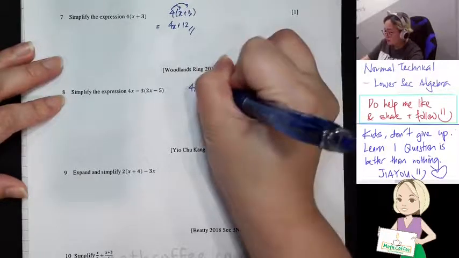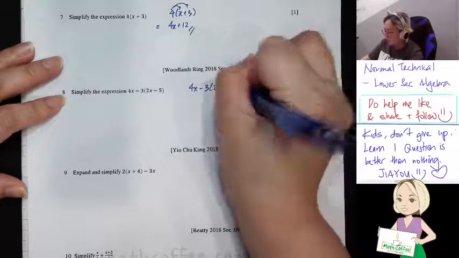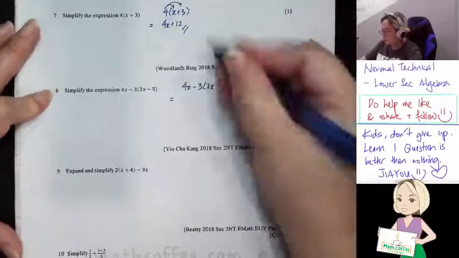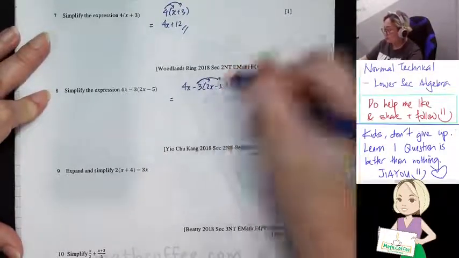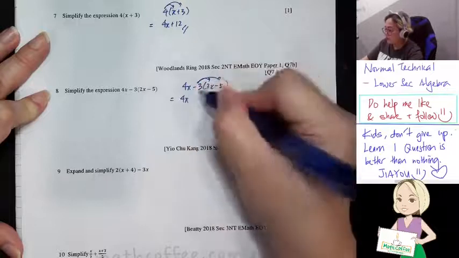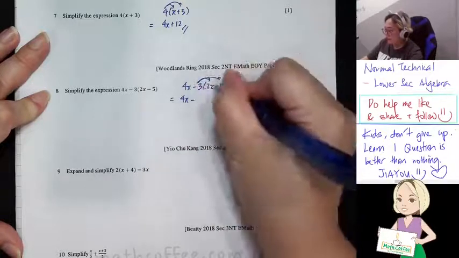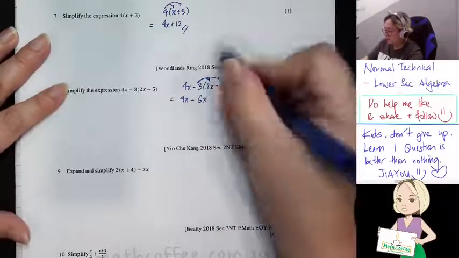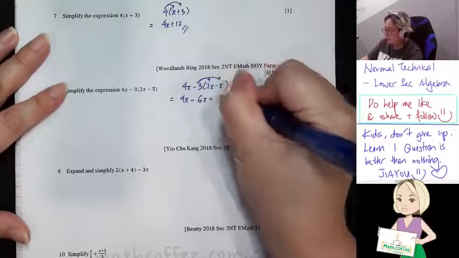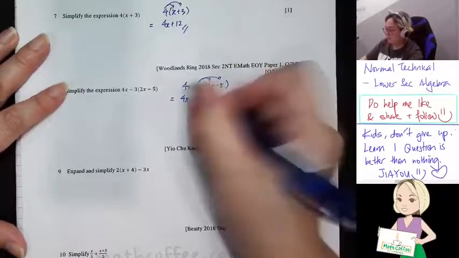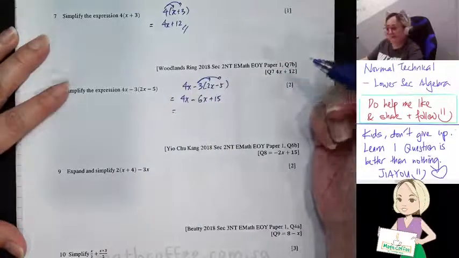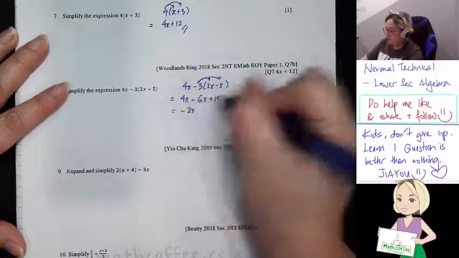So 4x minus 3 rainbow with 2x minus 5. So this part, we're going to rainbow this. 4x, no change. Minus times plus, minus 3 times 2x, 6x. Minus times minus, plus 3 times 5, 15. Okay, then 4x minus 6x plus 15. Minus 2x and then plus 15.